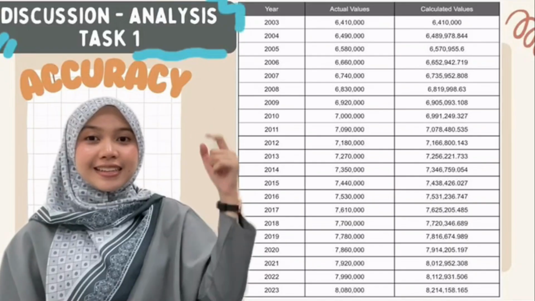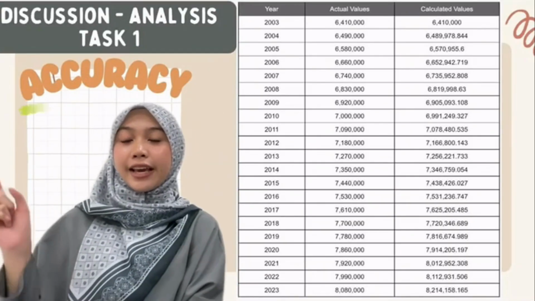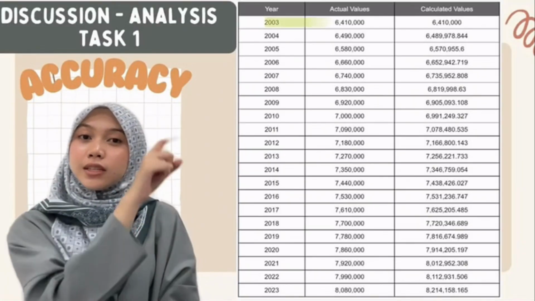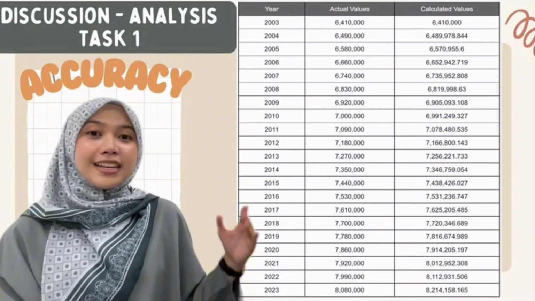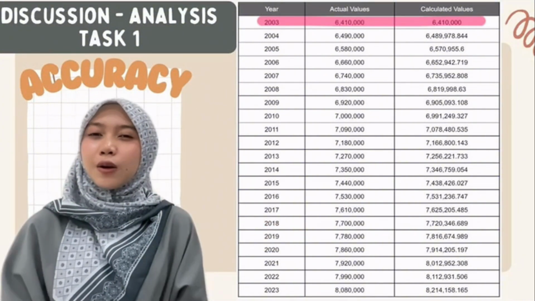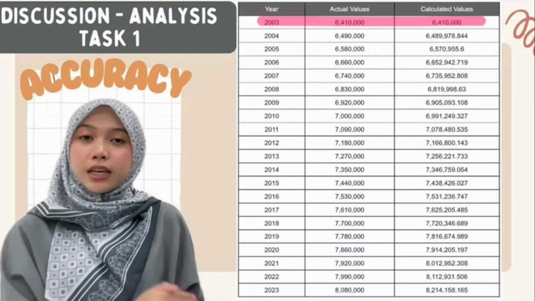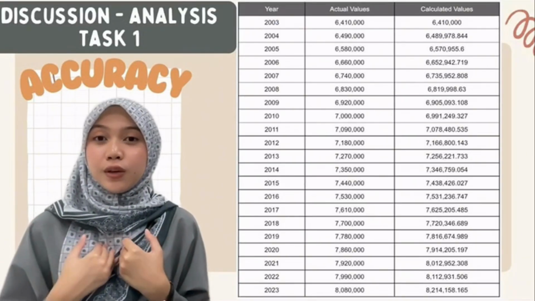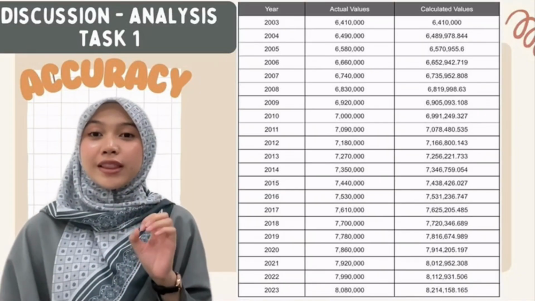Now for discussion analysis, we're going to take a very quick look at the accuracy of the calculated values compared to the actual values from 2003 until 2023. As you can see in this table, except for 2003, the other calculated values closely match the actual values year by year. The differences are very small, which indicates that the formula used is highly accurate over a 20-year period.